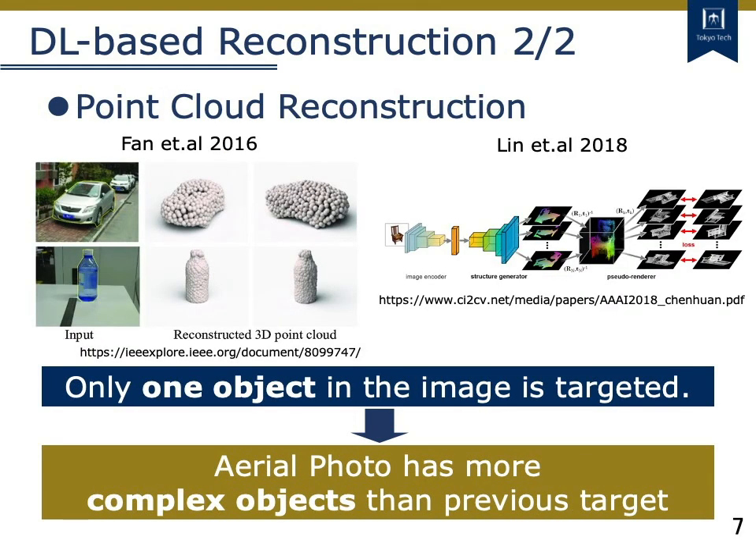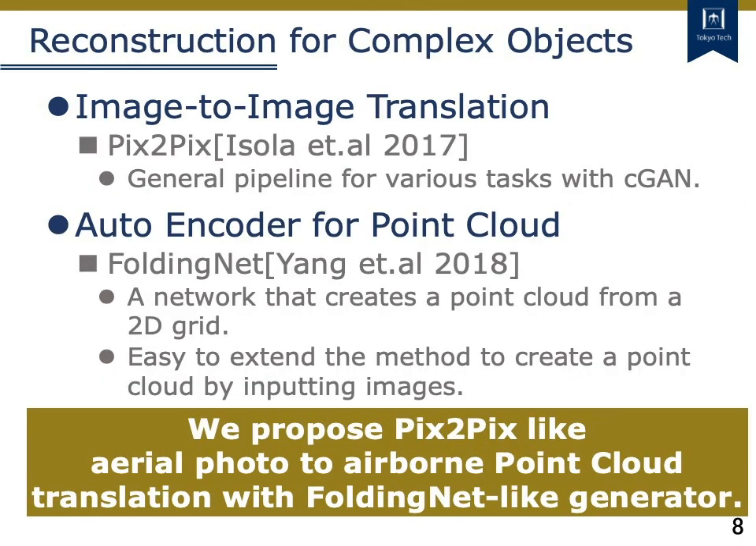Here, I will talk about single image point cloud reconstruction. Most of previous studies focused on single object reconstruction from an image. Therefore, it is not applicable to cases where multiple objects are captured, such as aerial photo. I will introduce the deep learning methods needed to achieve 3D reconstruction of complex single images. The first method is image transformation. Pix2Pix achieved stable image translation by using conditional GAN.